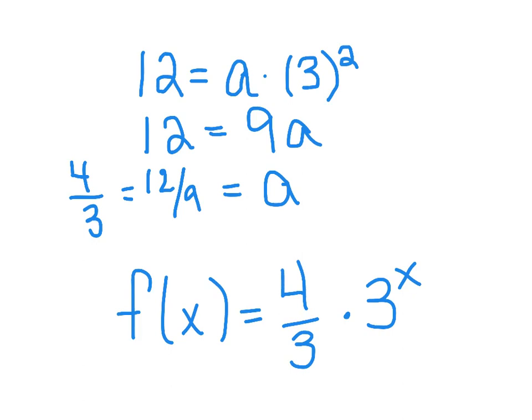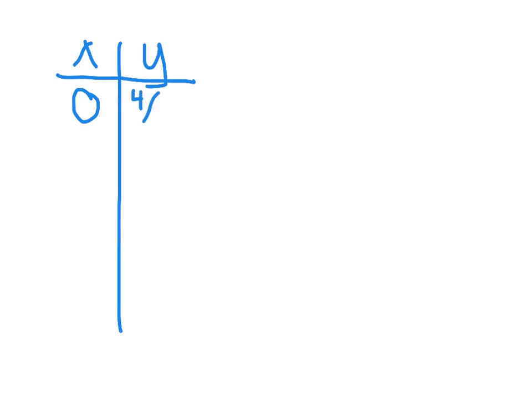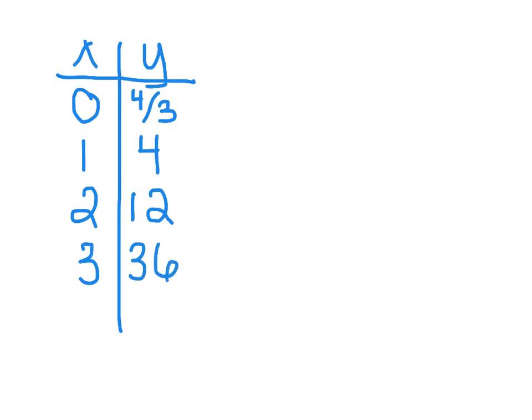Okay, so now that I have my function, let's talk about graphing this function for a second. If I wanted to make a table of values, perhaps the first thing I might do is plug in a 0 for x. And if I plug in a 0 for x, that's going to be 3 to the 0, and 3 to the 0 is 1. So if I plug in a 0 for x, all I'm going to get out is 4/3. I plugged in a 0, I got out 4/3. Okay, when I plug in a 1, I get out a 4. I mean, you can verify that. When I plug in a 2, I get out a 12, which was one of the points I was given. 3, 36, which was another point that I was given.